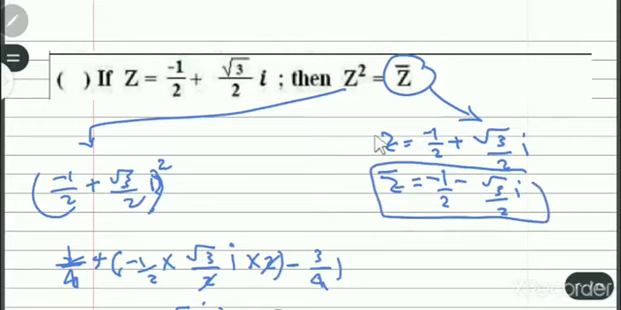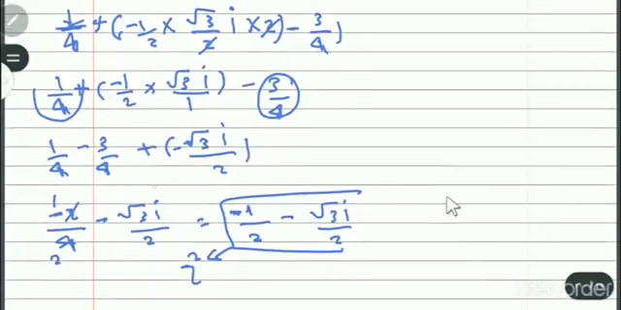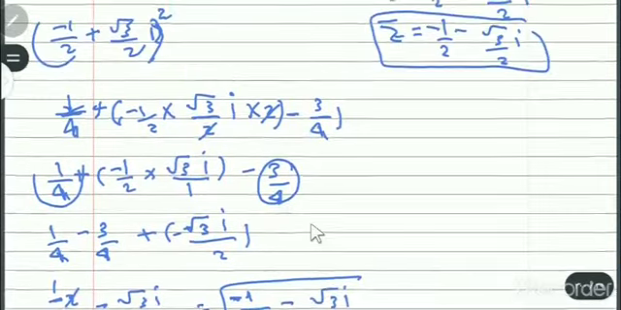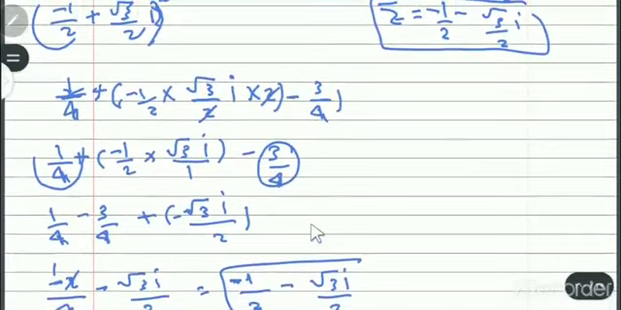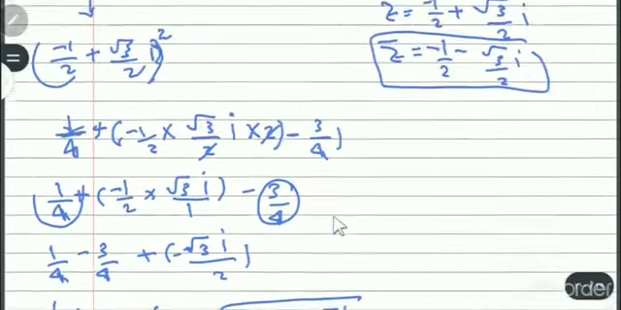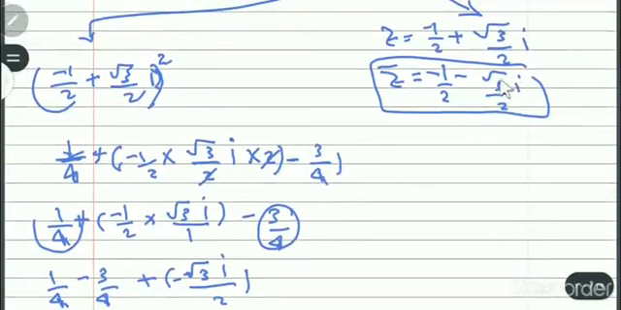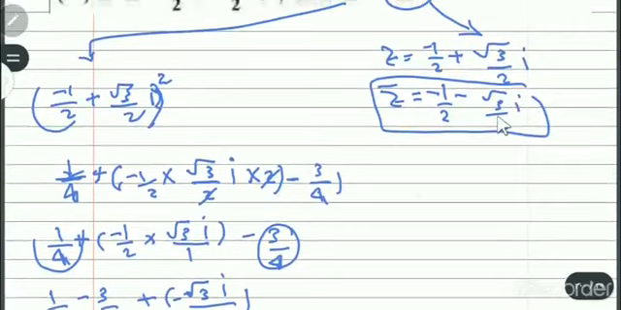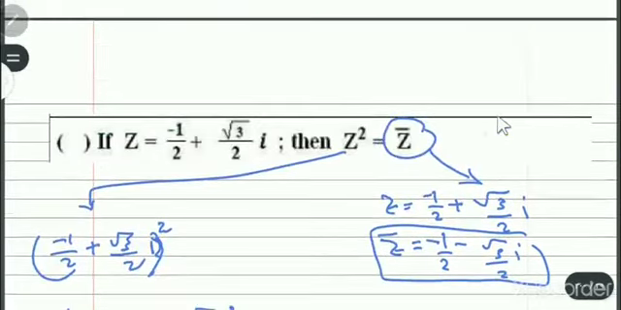So by comparing this with this, are they the same? Yeah, sure, they are the same. -1/2, and we have here -1/2. And we have here -(square root of 3)i over 2, and we have here -(square root of 3)i over 2. So yeah, z squared equals the conjugate of z. It's true here.